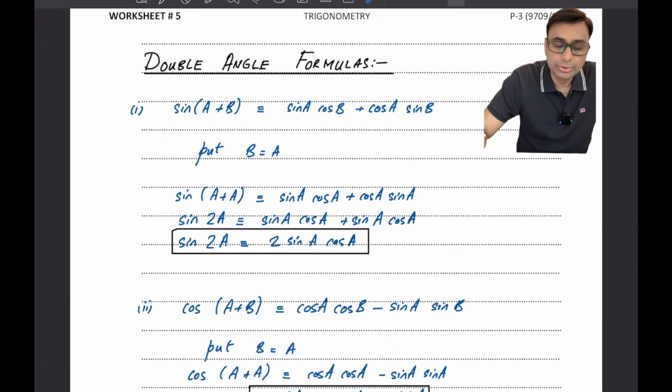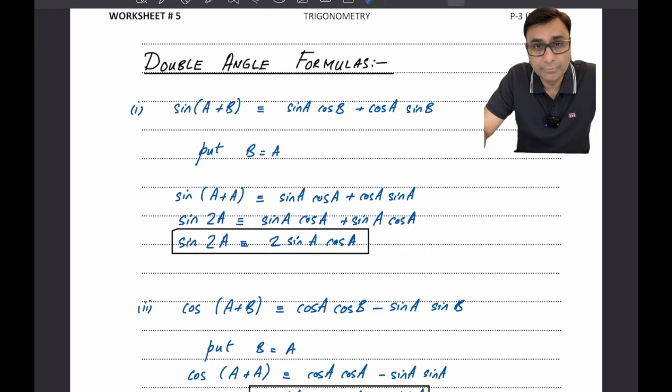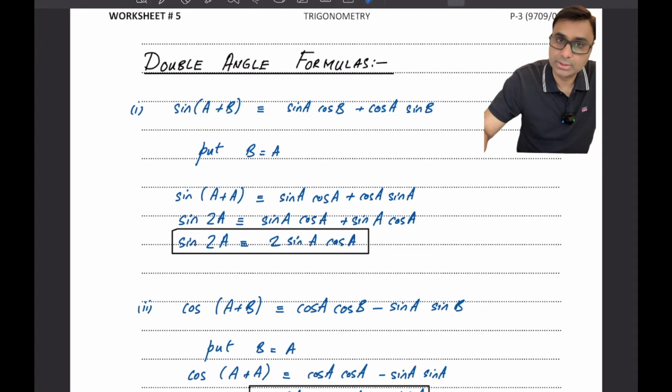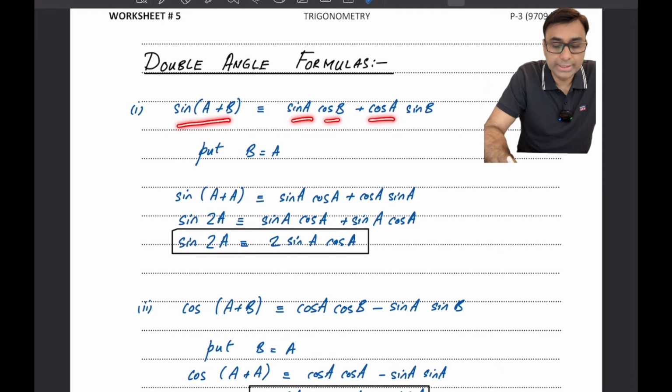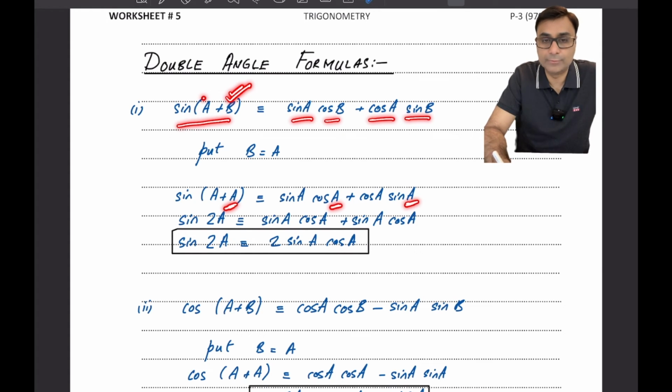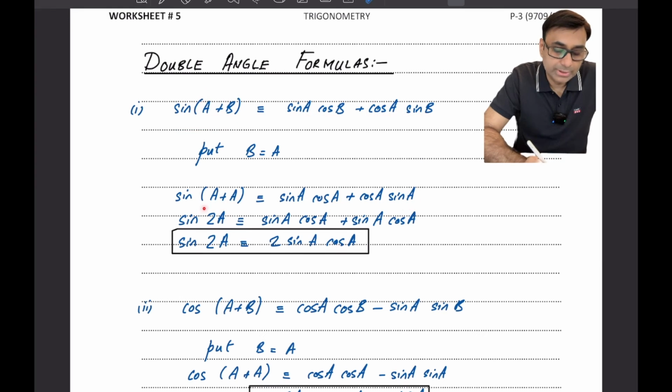Now moving on, you can use the same compound angle formulas to prove the double angle formulas as well. So looking at this formula of sine a plus b, which is sine a cos b plus cos a sine b, I am replacing b is equal to a. So in place of b I got a, in place of b I got a, in place of this b I also got a. This becomes sine of a plus a, that is sine 2a.